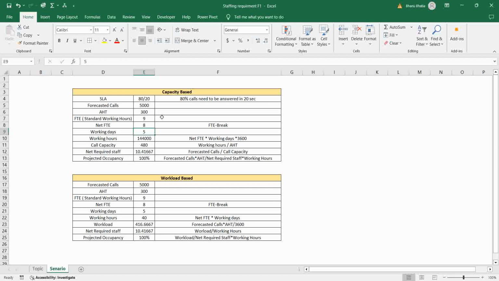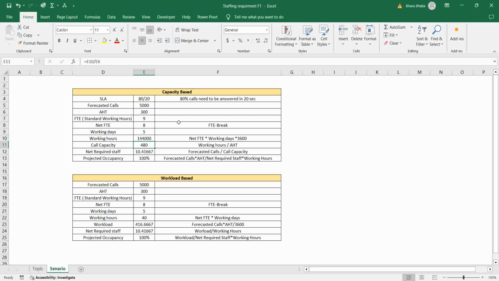So first of all, let's calculate our working hours. So for working hours, I have multiplied my net FTE with working days and multiplied by 3600 seconds because these things are in hours, and I have converted these hours into seconds. That's why I have multiplied this by 3600 seconds. So here it comes 1,44,000 working hours in a week.